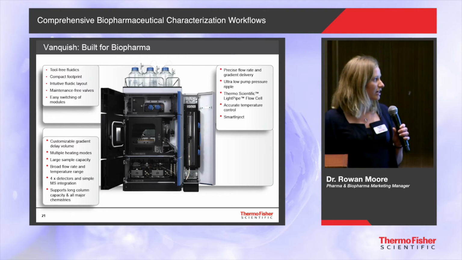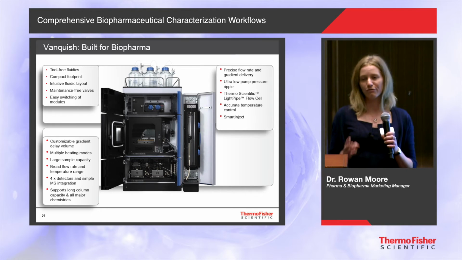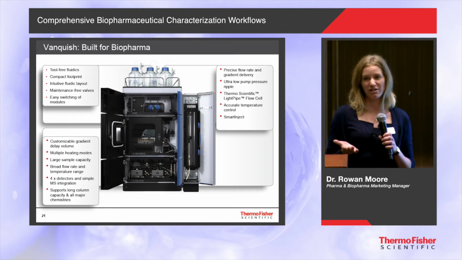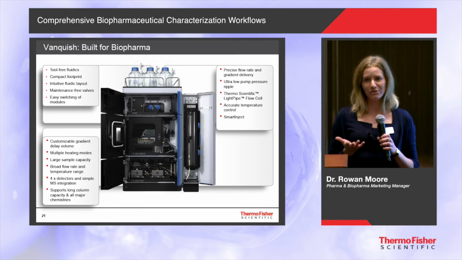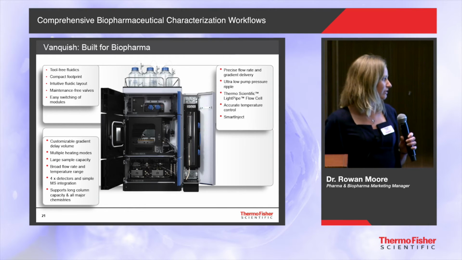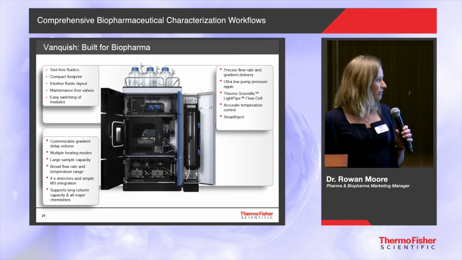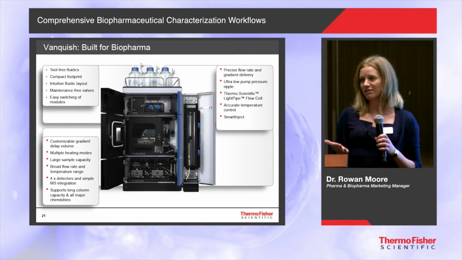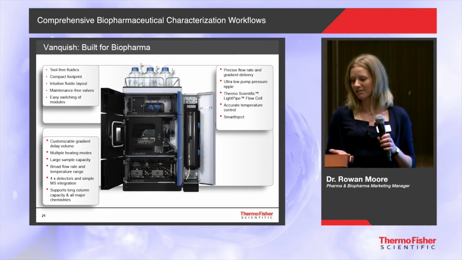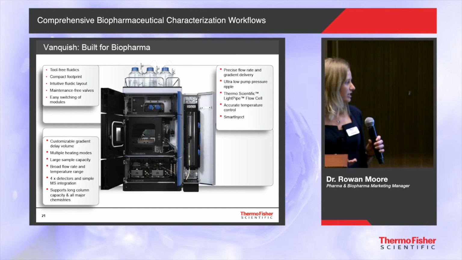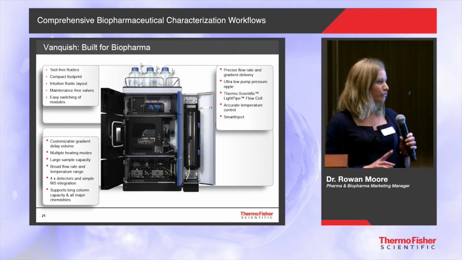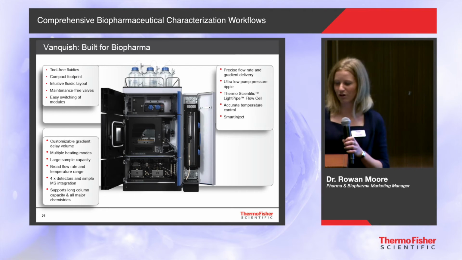It has an extremely large sample capacity, so there are 4 sample plates as standard, and if you get the charger that can be 23, which is nearly 9,000 samples depending on the plates that you use. We've got a broad flow rate range and a temperature range, so up to 5 mL a minute on the Horizon and up to 8 mL a minute on the Flex. And there are 4 different detectors to choose from. It also supports 30 centimeter columns, or multiple smaller columns.